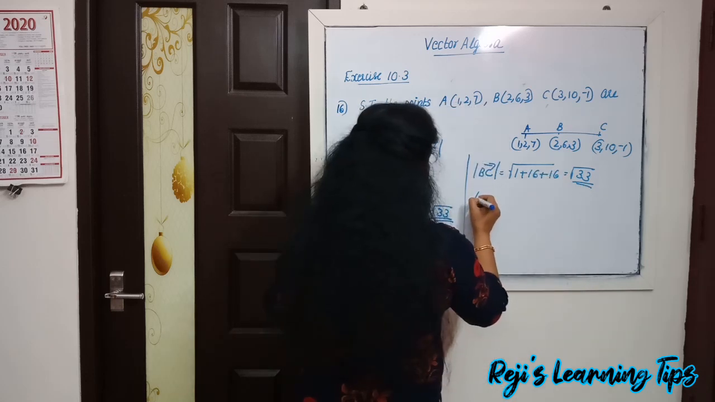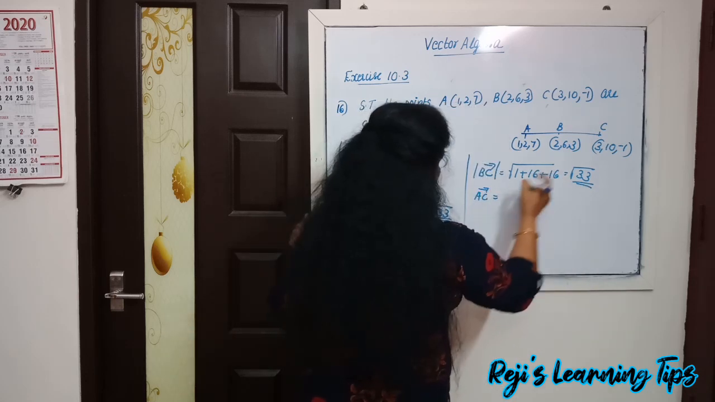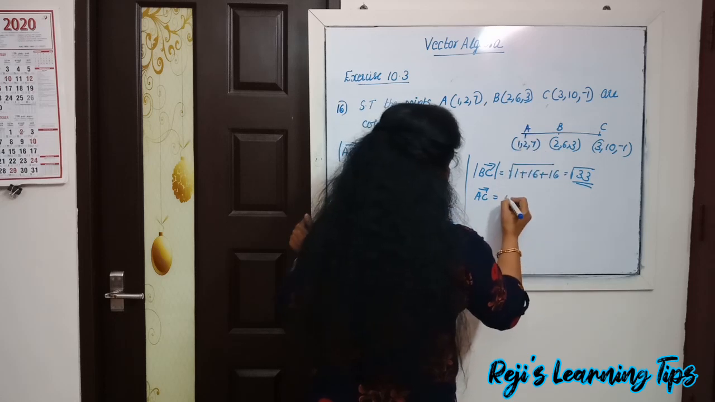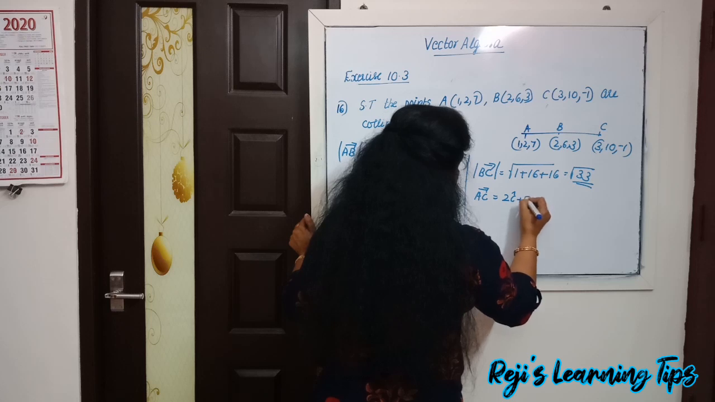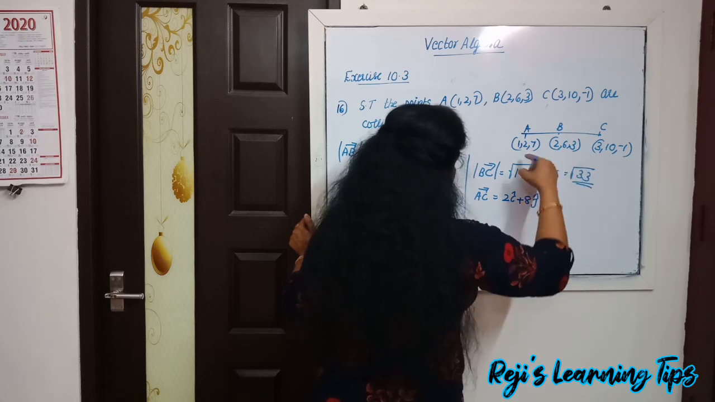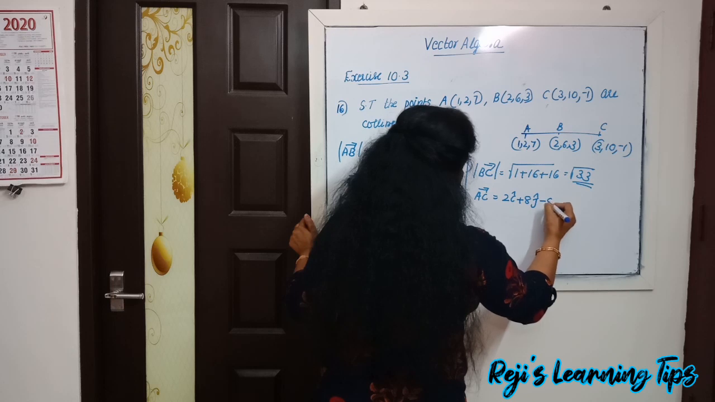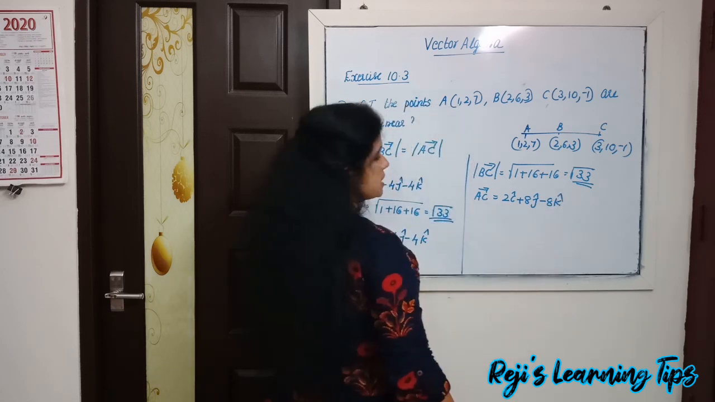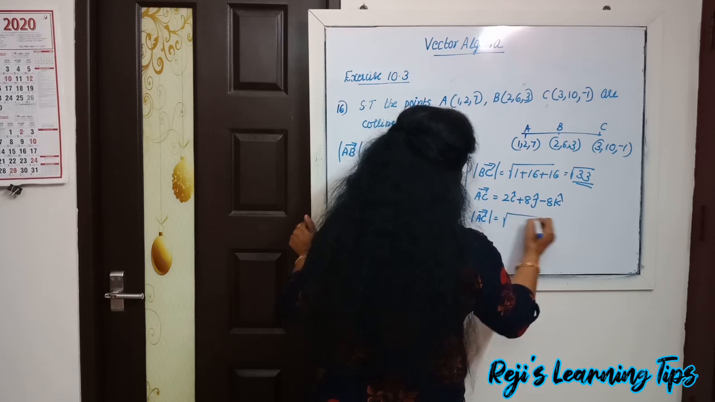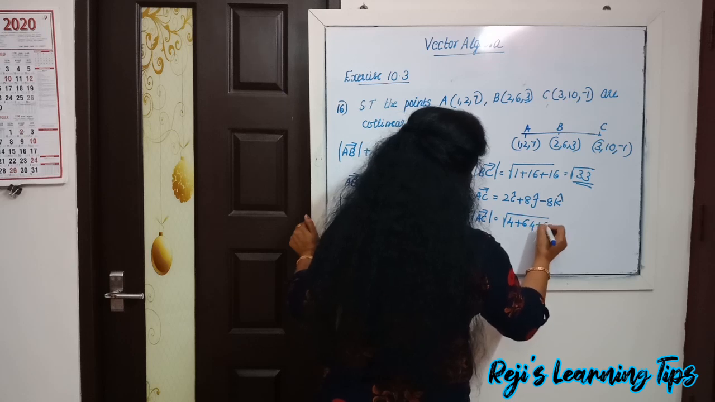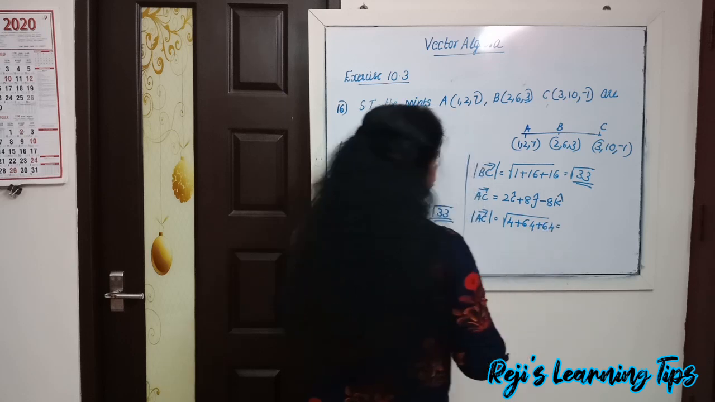Then we should find AC. Vector AC is equal to 3 minus 1, that is 2i cap; 10 minus 2, that is 8j cap; then minus 1 minus 7, that is minus 8k cap. So 2i cap plus 8j cap minus 8k cap. Then the modulus of vector AC is equal to root of 4 plus 64 plus 64.